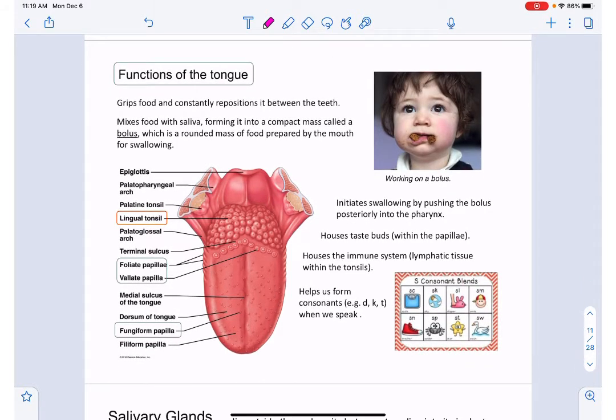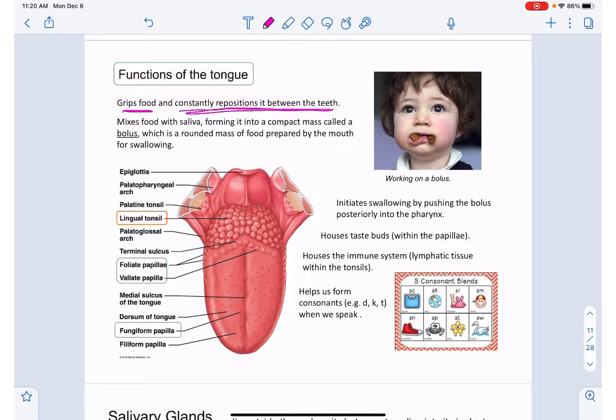The tongue has a bunch of different functions besides just being involved in speech and swallowing. So one, it's involved in mechanical breakdown. When you have food in your mouth, it's going to be gripping food and constantly repositioning it between the teeth. So it's involved in mechanical breakdown.